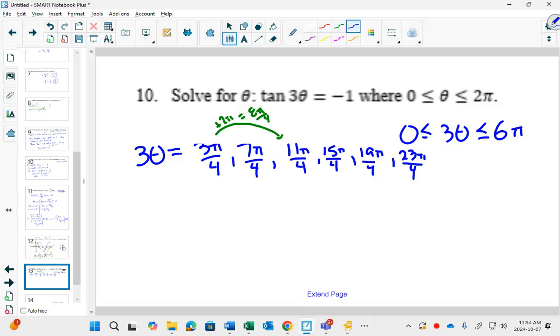And so this is solving for 3 theta between 0 and 6 pi. Then, to get theta by itself, divide everything by 3. Dividing everything by 3 is the same as multiplying by 1/3.